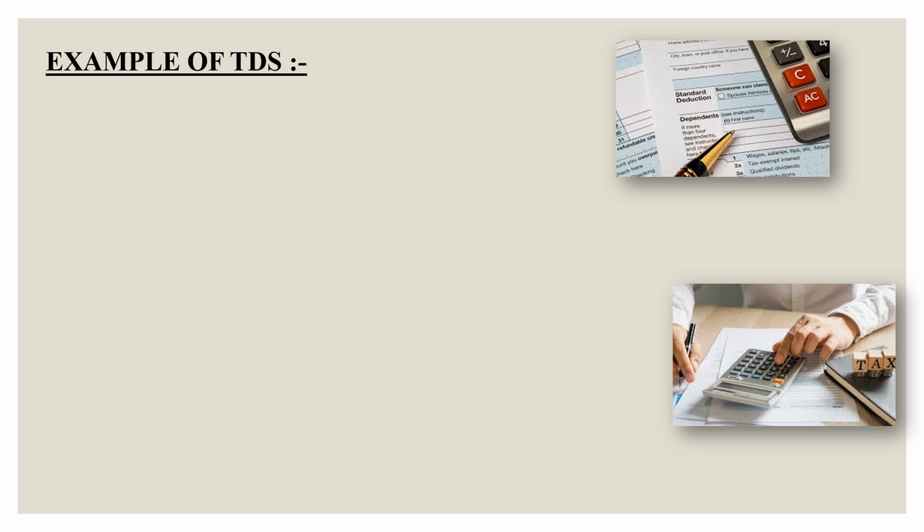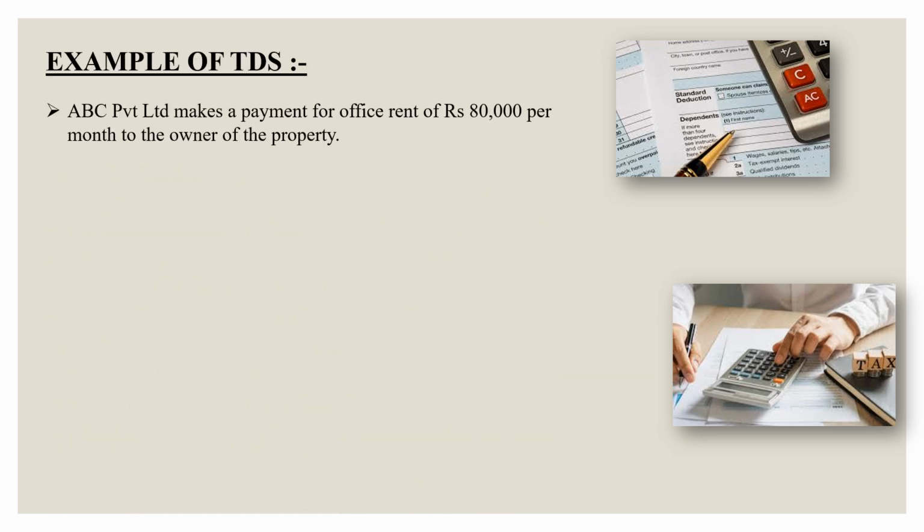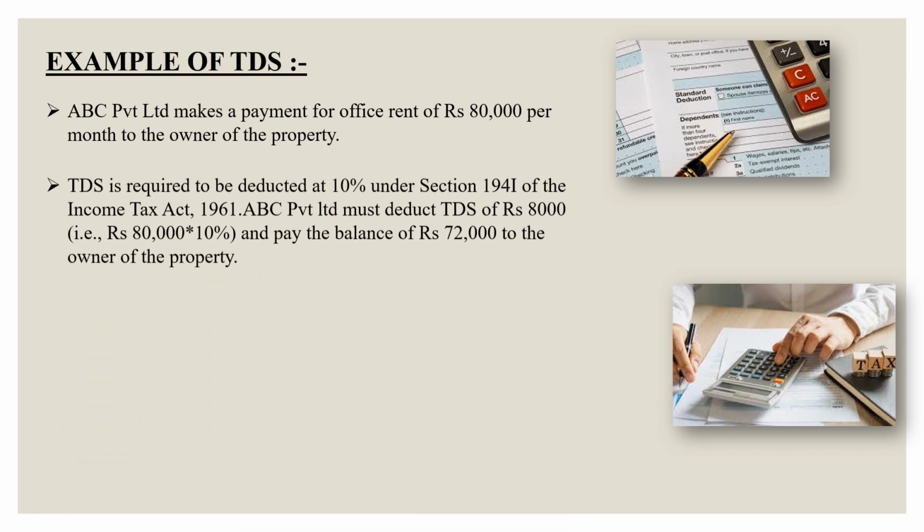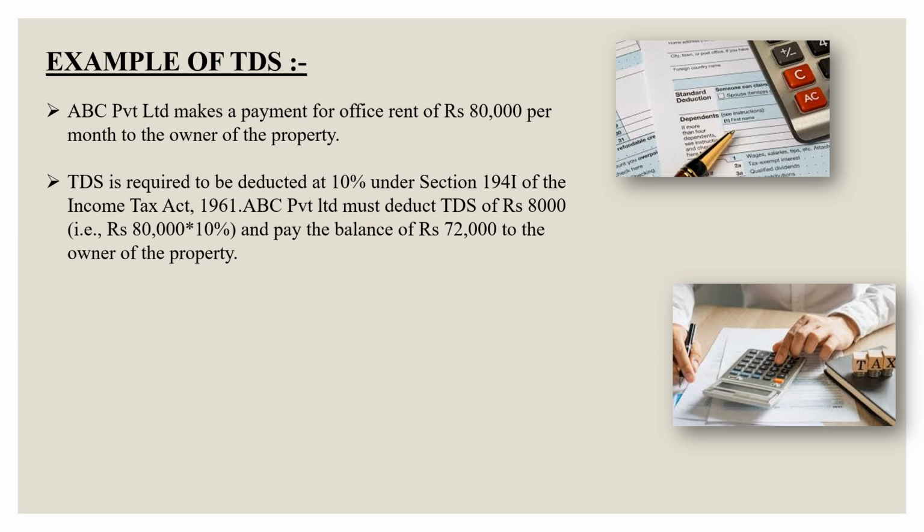Example of TDS. ABC Private Ltd makes a payment for office rent of 80,000 rupees per month to the owner of the property. TDS is required to be deducted at 10% under Section 194I of the Income Tax Act, 1961. ABC Private Ltd must deduct TDS of 8,000 rupees, i.e., 80,000 × 10%, and pay the balance of 72,000 rupees to the owner of the property.